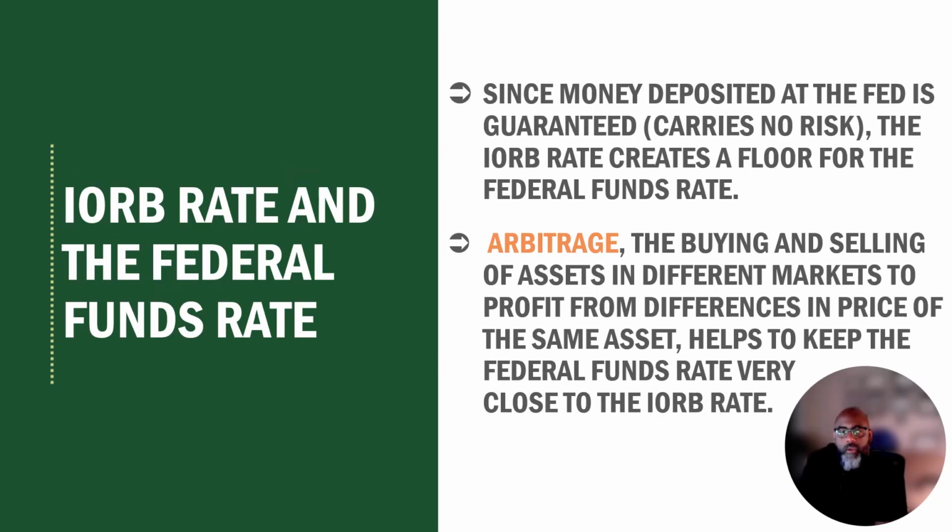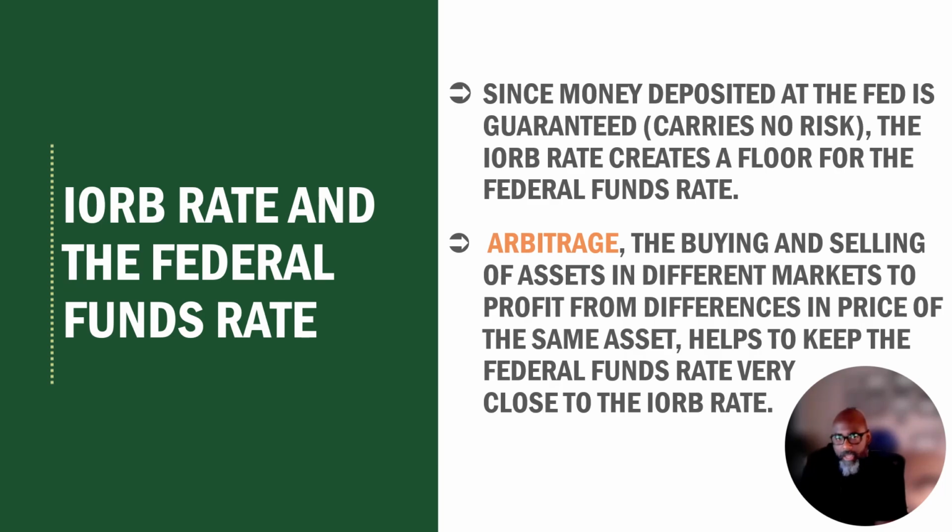You can think of the interest on reserve balances rate as an administrative tool that sets the floor under the federal funds rate. The reason we say this is because no bank would lend to another bank for less than what it could earn risk-free by leaving its money at the Federal Reserve. Because of this, arbitrage keeps the federal funds rate closely aligned with the IORB rate.